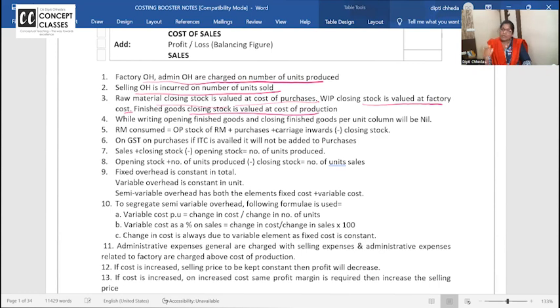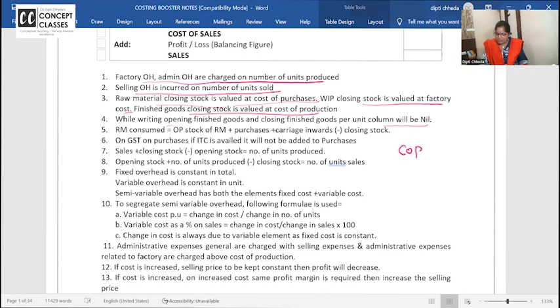Finished goods are valued at cost of production, then add opening finished goods, right? While writing opening finished goods and closing finished goods, in the per unit column you have to put a dash, because if cost of production per unit is 25, the opening will also be 25 and the closing will also be 25. Sometimes opening last month, say it is coming at 23. You can take that. Are you getting what I'm saying?